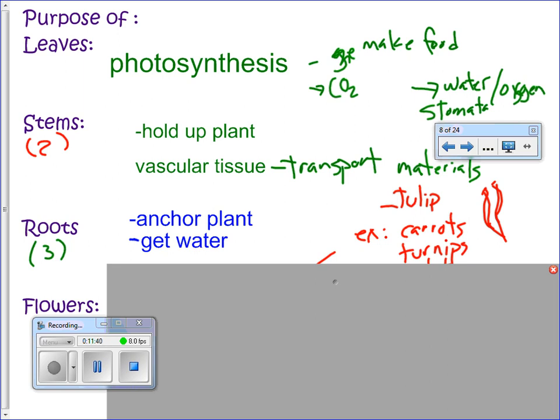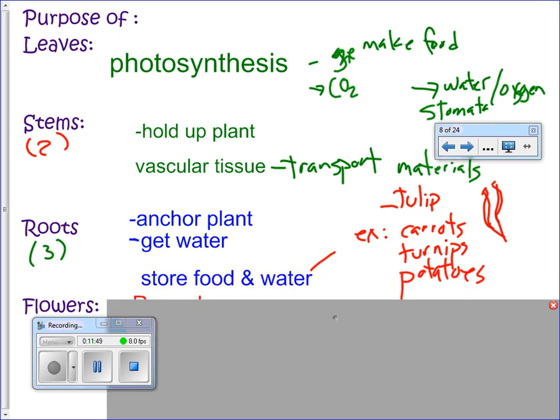Yes, they store food and water for the plant. Now, throughout first and second period, it's kind of funny because people said, oh, well, they make food for us. Well, they're not actually making the food for us. However, we do eat it, as do many animals. But the roots of things like this onion, or carrots or turnips or potatoes or peanuts, all of those things are part of the root that grows under the ground. And what that does is it stores food for the plant.